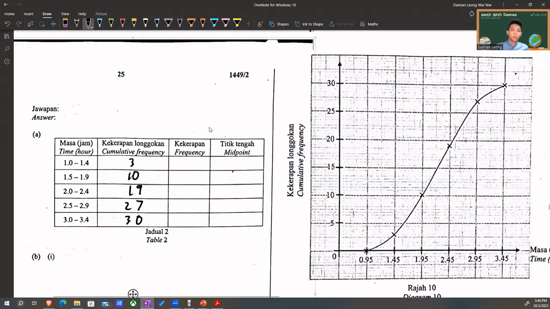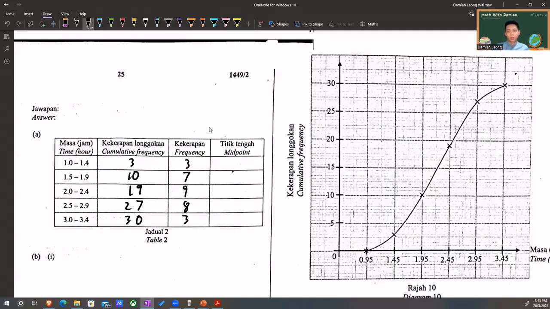Then frequency. Frequency, basically, we take the cumulative frequency minus the previous cumulative frequency. So this 3 here would be 10 minus 3, 7. 19 minus 10, 9. 27 minus 19, 8. 30 minus 27, 3. That's how we get the frequency from your cumulative frequency. You take away that cumulative frequency with the previous cumulative frequency.